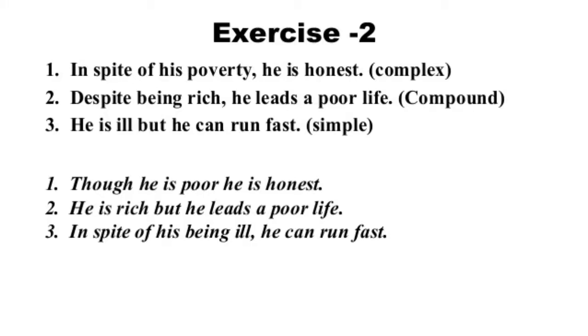Look at the next example. Despite being rich, he leads a poor life. So it is a simple sentence. Yes, it is a simple sentence. So you have to change into compound. So see the answer here. In compound, what you have to add? Yes. So coordinating conjunction but should be added. So he is rich but he leads a poor life. So in spite of, despite, these are all keywords for simple sentence. If complex, you have to add the subordinating conjunction though, although. If it is compound, you have to add coordinating conjunction but.